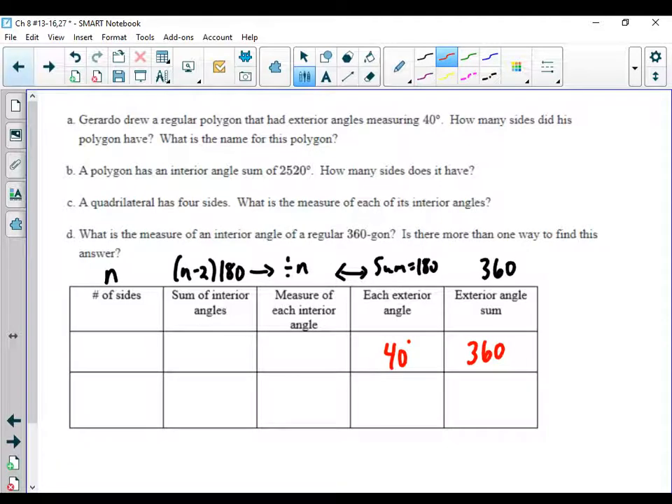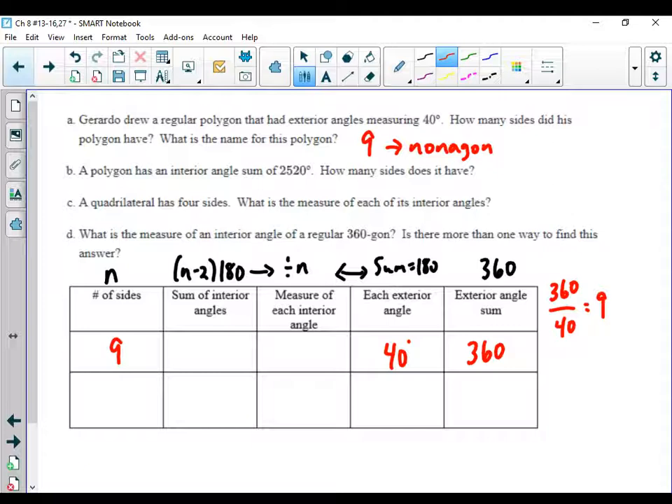So if my total is 360, each one is 40 degrees, I should be able to divide those two to see how many of those we have. In this case, that would be 9. Well, that means I have 9 angles, but it also tells me I have 9 sides. So for this problem, they want to know how many sides did he have? Well, he had 9 sides, and we know a 9-sided figure would be a nonagon.